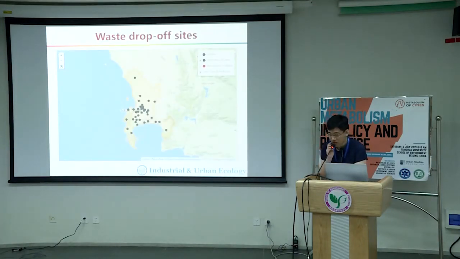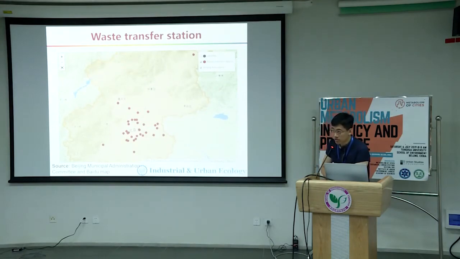Beyond the total volume numbers in Beijing, we also want to know where the waste comes from and where it goes. For waste drop-off sites, we believe there are many more in Beijing than in Cape Town, so we did not collect that information and just use the Cape Town picture instead. But we collected part of the waste transfer stations in Beijing. The source is the Beijing Municipal Administration Committee. We recognized the names on the Baidu map and tried to find the longitude, latitude, and geo information in the map software.